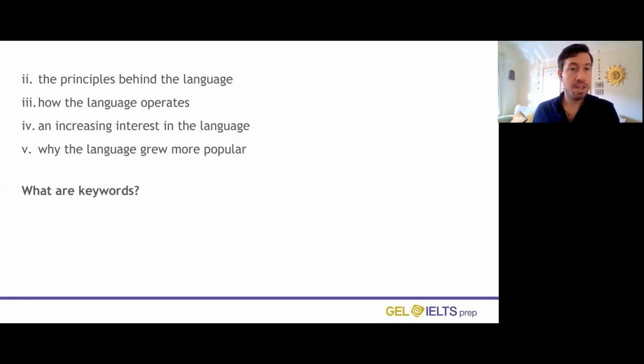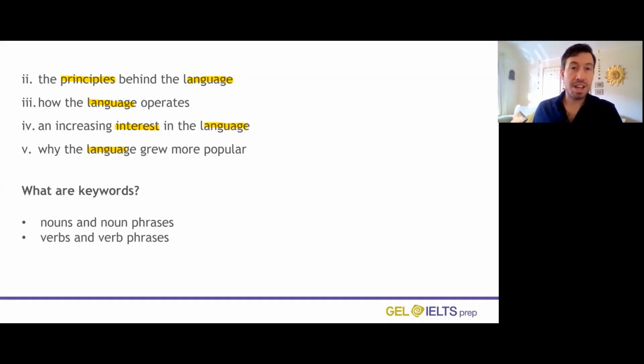Well, keywords are nouns and noun phrases, for one. For example, here you can see principles is a noun. That would be a keyword. Language is a noun. That would also be a keyword. How the language operates, that would be a keyword. That's another noun. And increasing interest is a noun, so that would be a keyword. And again, language. And then why the language grew more popular. So we've highlighted the nouns there. That's some of the keywords.